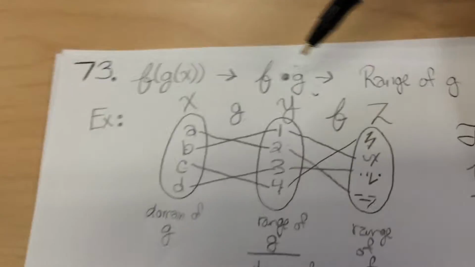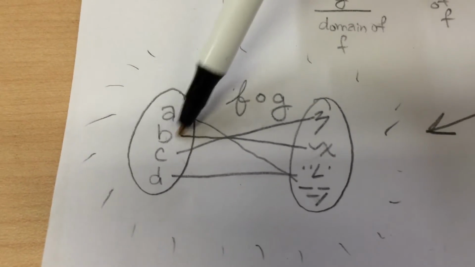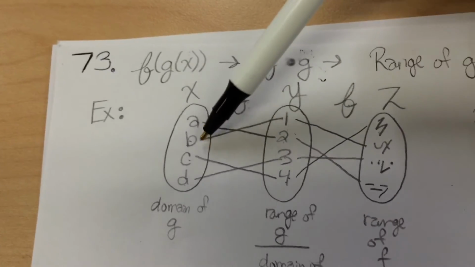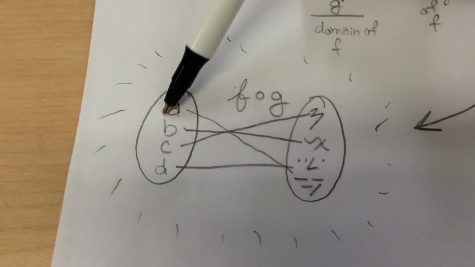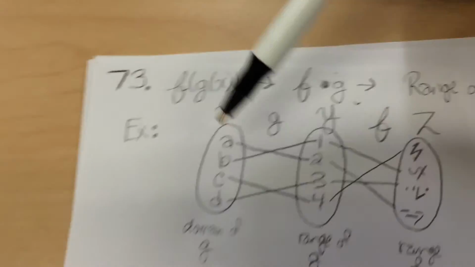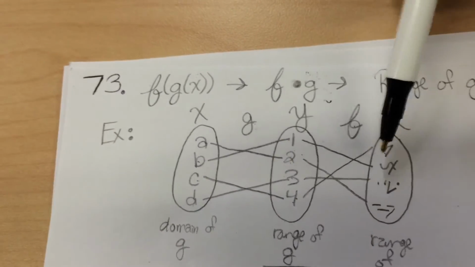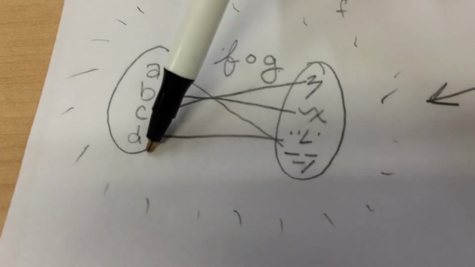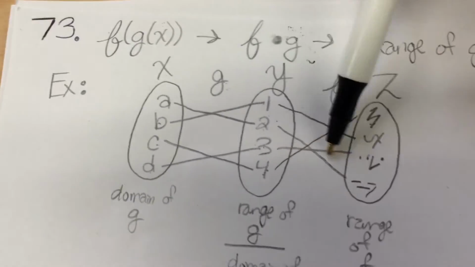So a, I'm going to go here. A goes to 2 and 2 goes to that. B goes to this one. So B goes to 1 and 1 goes to that. C goes to this one. So C goes to 4 and 4 goes to that symbol. And D goes to this crazy symbol right here. So D goes to 3 and 3 goes to that.